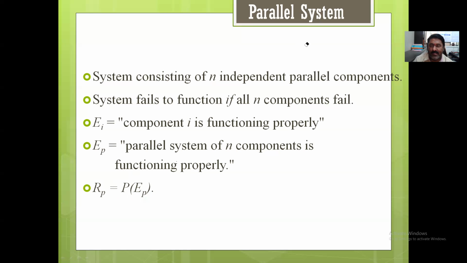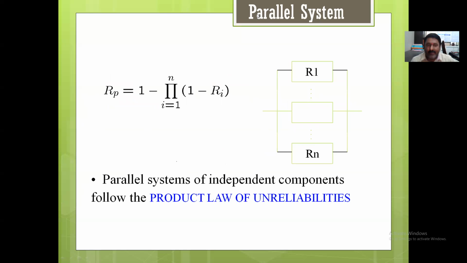Again, we have to move towards the formula. So here the formula is RP, as we had RS for series. This is the system reliability for parallel: RP equals 1 minus the product, for I equal to 1 to n, of (1 minus Ri), where Ri stands for the reliability of the I-th component.